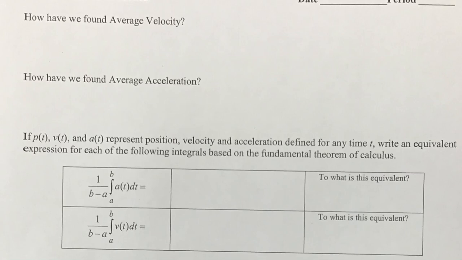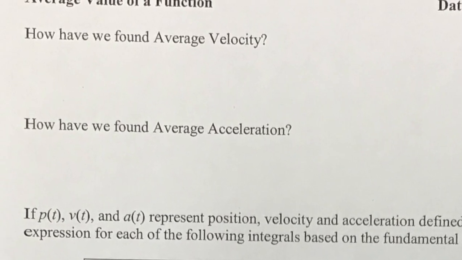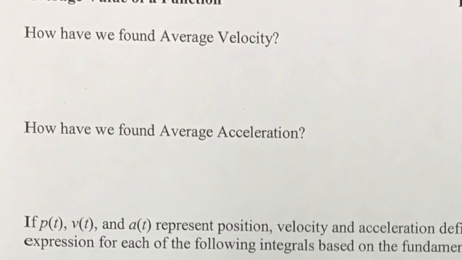Okay, so we're trying to make connections between derivatives and integrals. Unit 8 is all about making connections between derivatives and integrals. If we think back to average velocity on a certain interval, maybe from A to B, that's usually our interval, a lower bound of A and an upper bound of B. Average velocity or average rate of change, right?